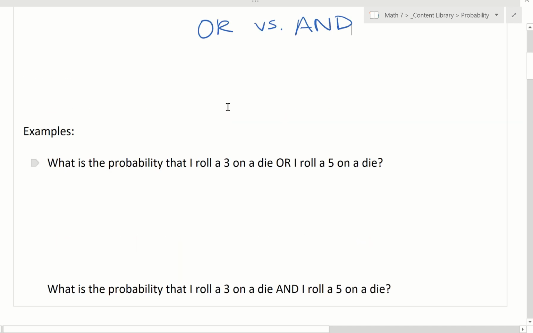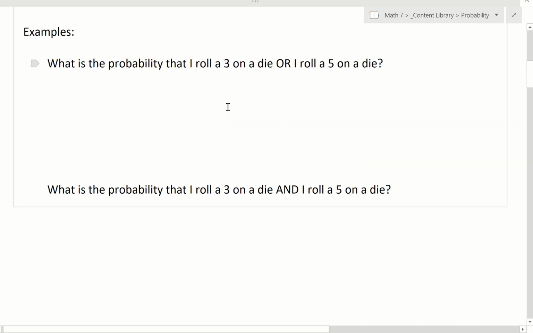What is the probability that I roll a 3 on a die or I roll a 5 on a die? Well, let's think about a die. A standard die has faces of 1, 2, 3, 4, 5, 6. That's one of these number cubes you'll see on the state test is what they call them, that they have their little dots on them or what have you.